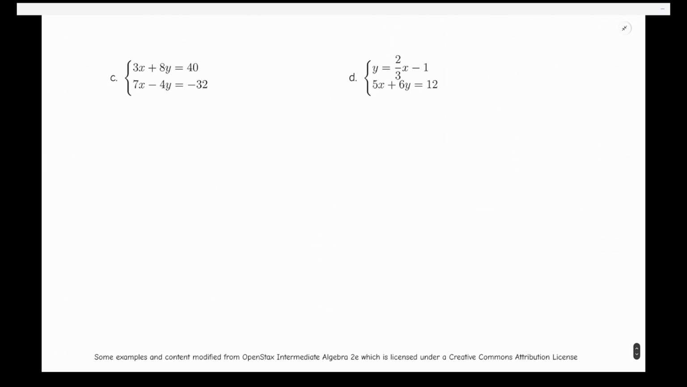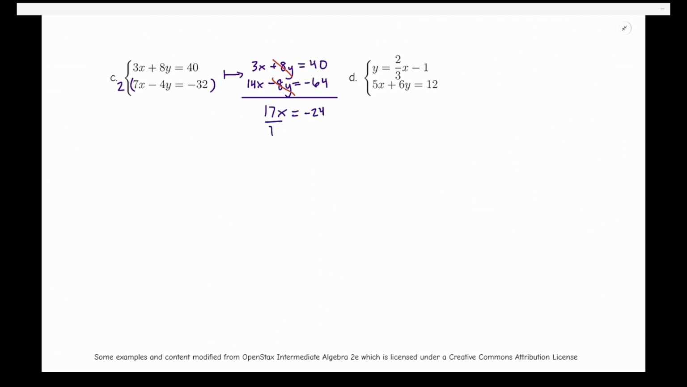Part C. Again, they're both in standard form, so I'm going to go ahead with elimination. I'm going to eliminate the y's this time, multiply the second equation by 2. So we get 3x plus 8y equals 40 for the first equation still. Second equation becomes 14x minus 8y equals negative 64. 3x plus 14x is 17x. The y's cancel out. 40 minus 64 is negative 24.